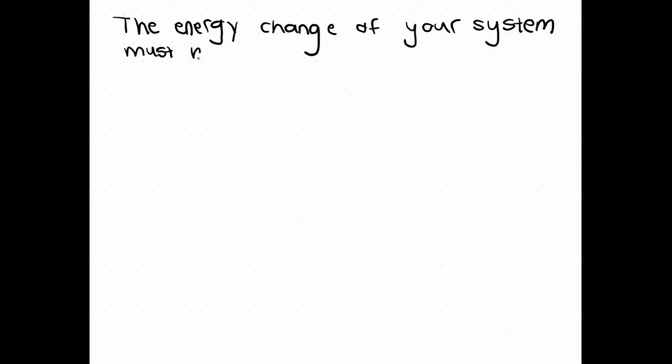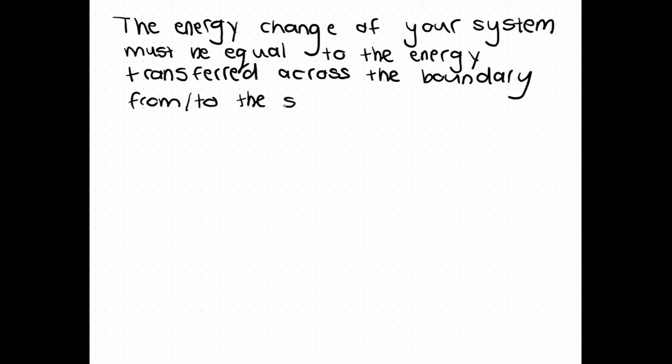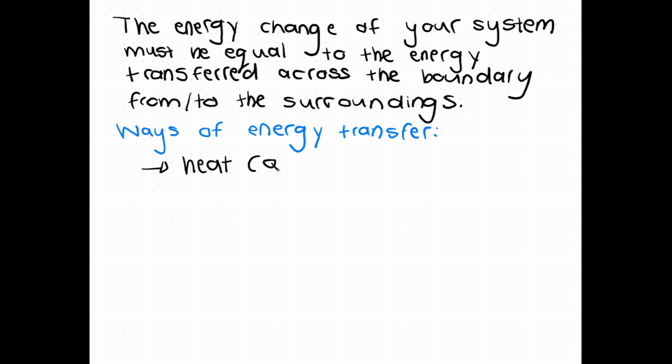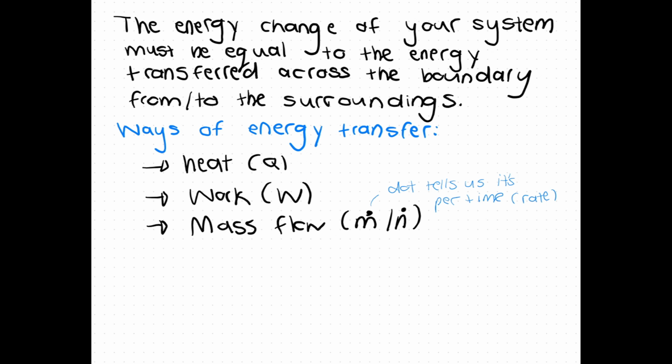When working with energy changes in your system, the first law provides a formula for us to work with. The energy change of your system must be equal to the energy transferred across its boundaries from the surroundings. There are three ways in which energy can be transferred: heat, work, and mass flow. The dots tell us that it's mass per time or moles per time. Then the equation becomes: the change in energy of the system is equal to heat plus work plus mass flow.